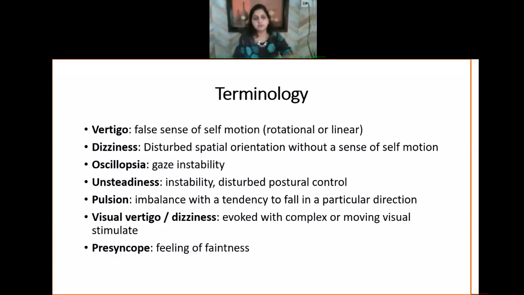So these are a few familiar terminologies you can get to use if any patient says that they are feeling dizzy or they are off balance. It should strike your mind that somewhere vestibular might be affected, and you need to see them.